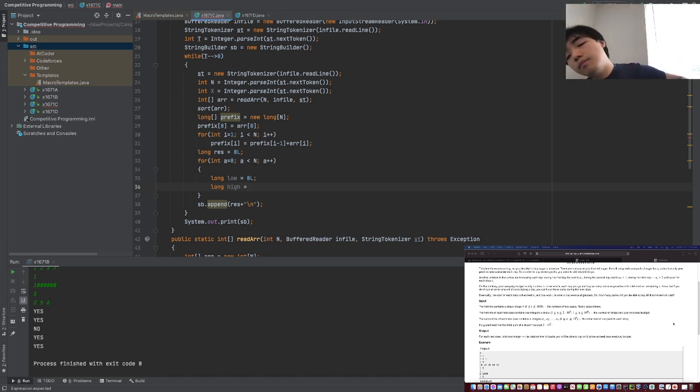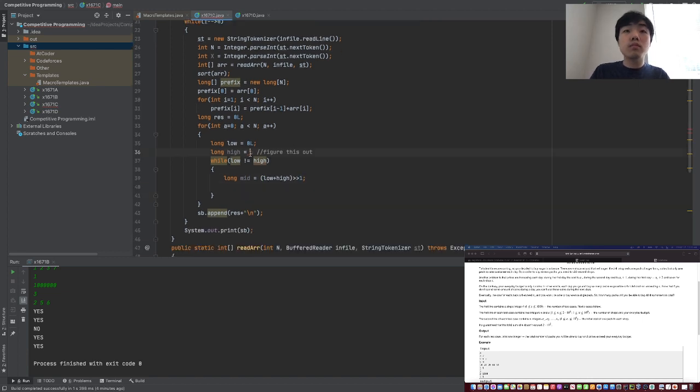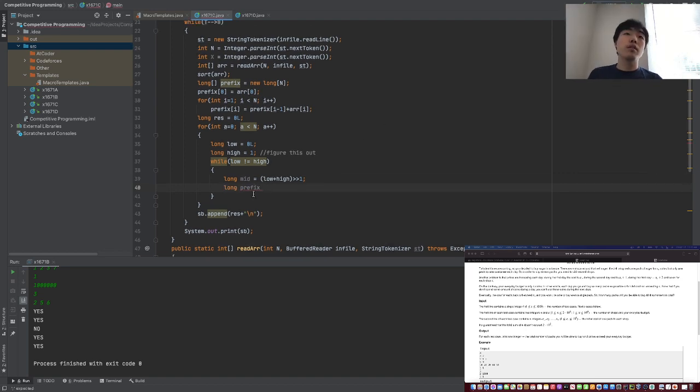Okay, well, like for each possible day. Because the sum itself could be at most 10 to the 14. Okay. So while low is not equal to high, long mid is equal to low plus high. Long prefix. Okay, so we need to calculate.